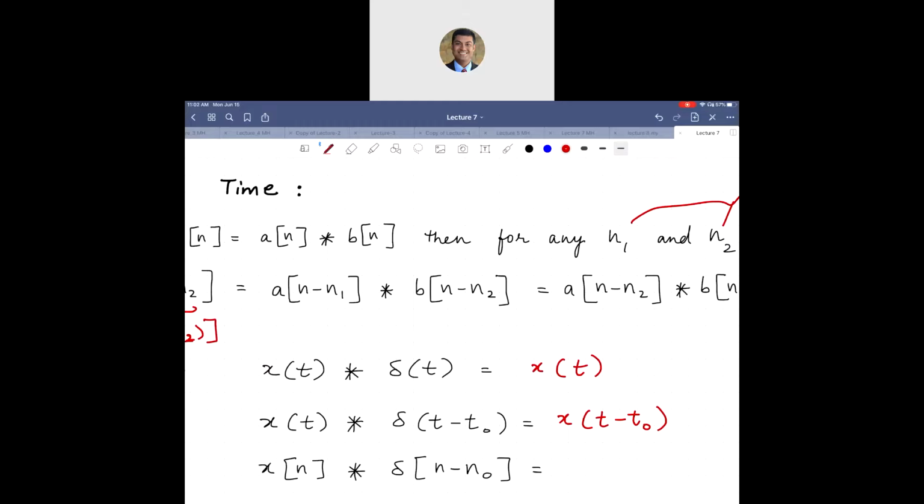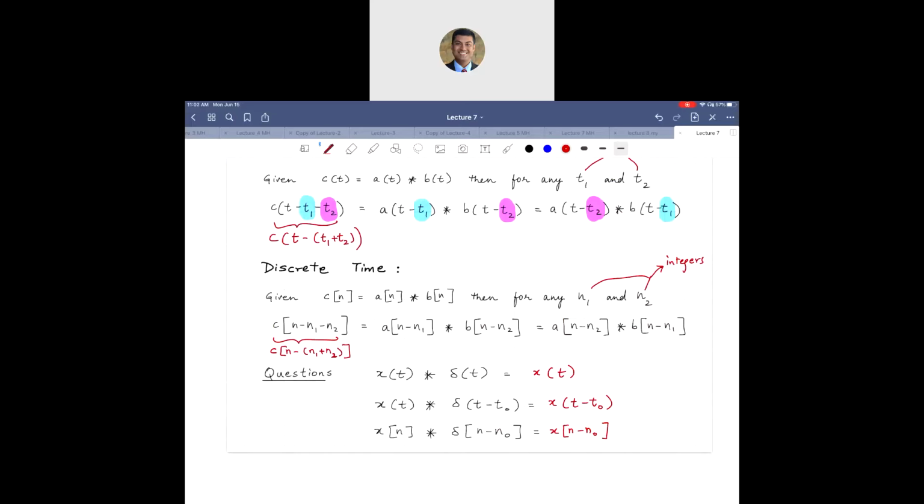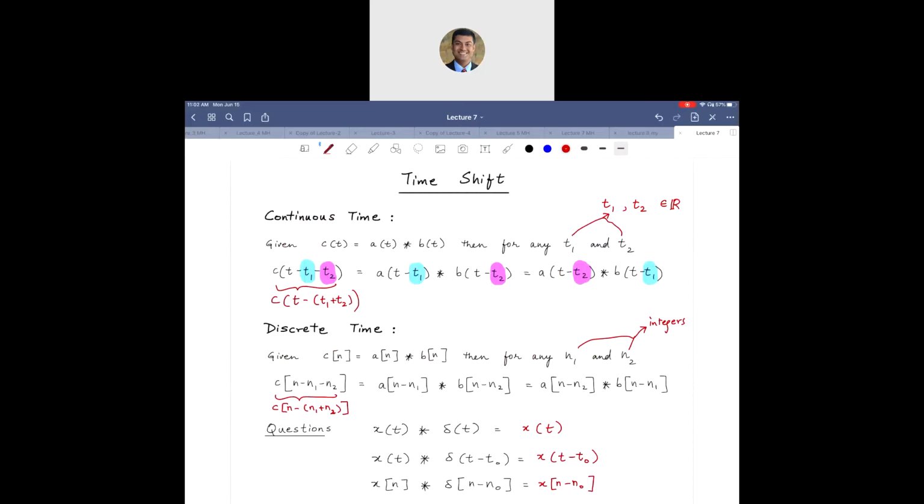How about the last one? Discrete x of n minus n0. You're absolutely right. All right, so we have answered a few questions here as quick examples of application of the time shift property and the convolution with the impulse property.